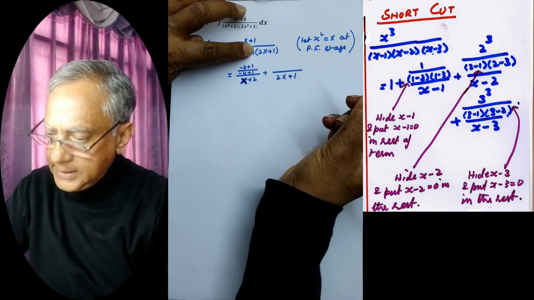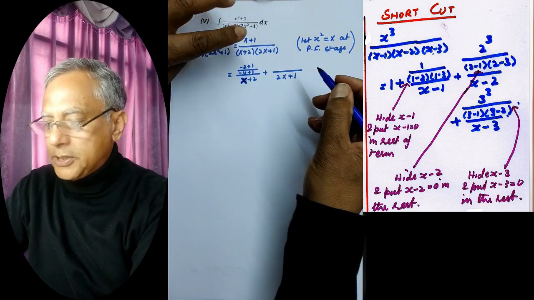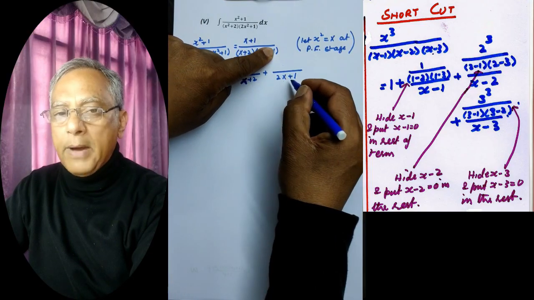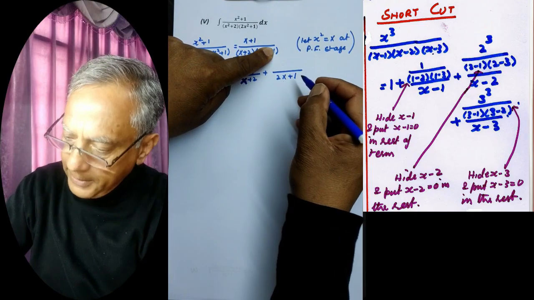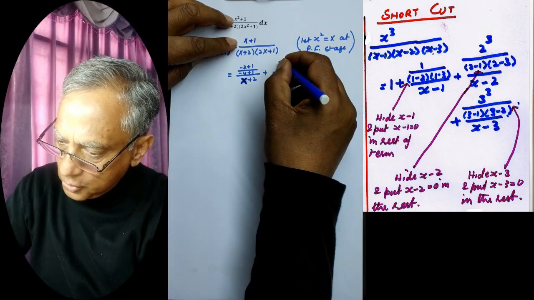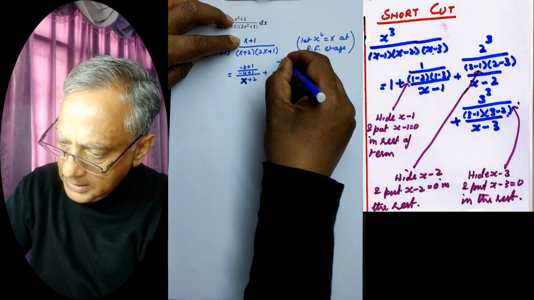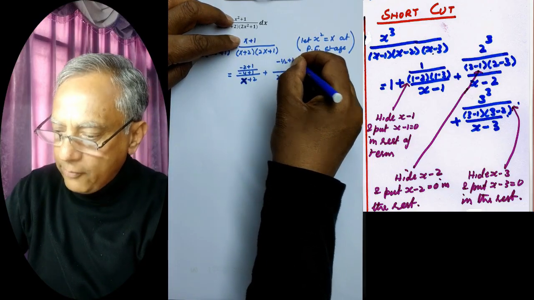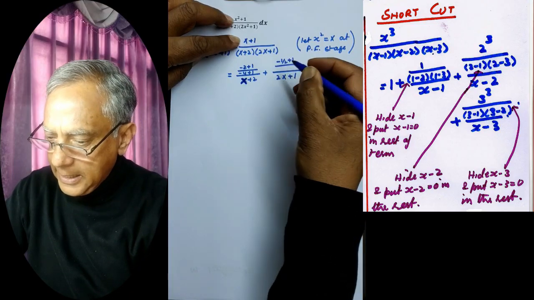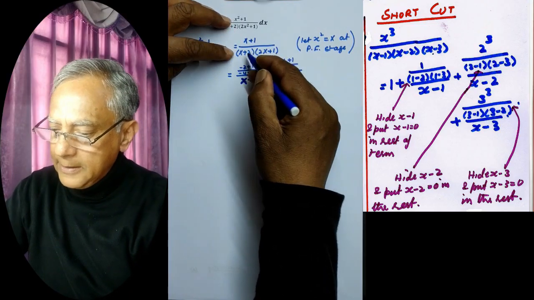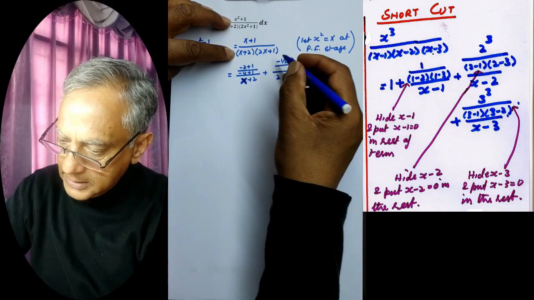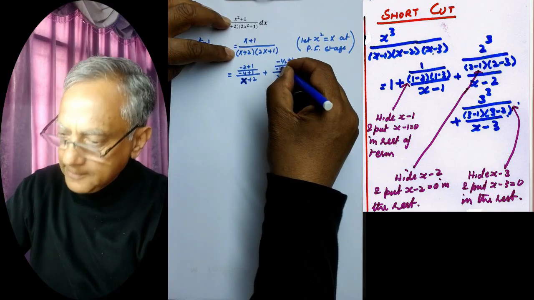And in this case, we will hide this and put this equal to 0. That is capital X equal to minus half. So capital X will be minus half. So this will be minus half plus 1, whole divided by, hide this and put x equal to minus half in the rest. So this will be minus half plus 2.